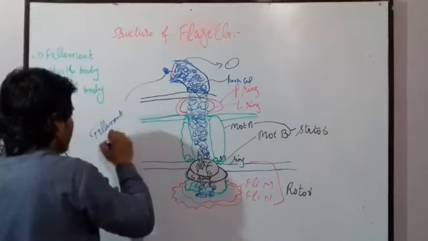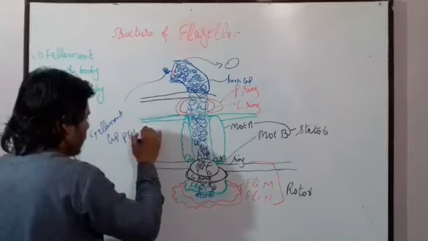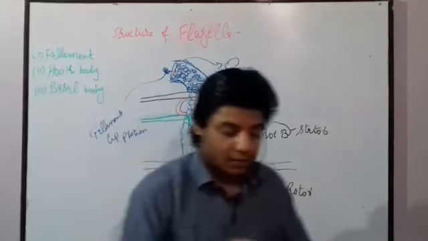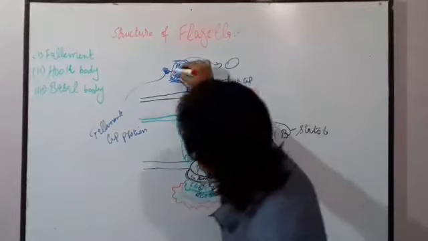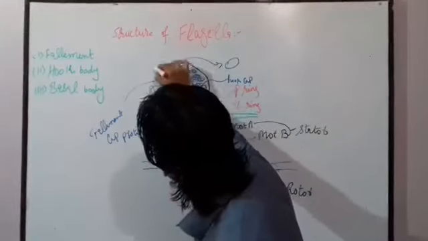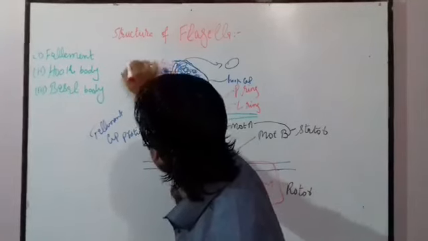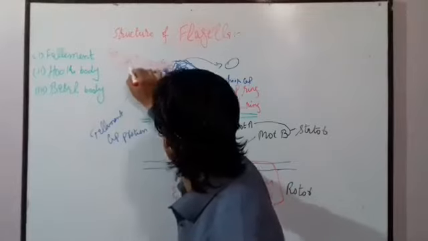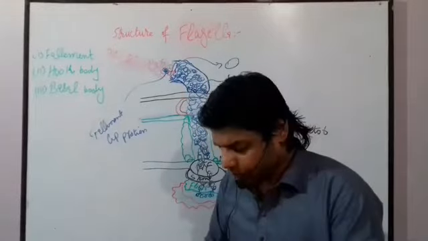Filament cap proteins. Now these filament cap proteins also do the same thing. What actually happens? They will produce a filament. So finally what we have? We have a filament. Now this is the filament portion.